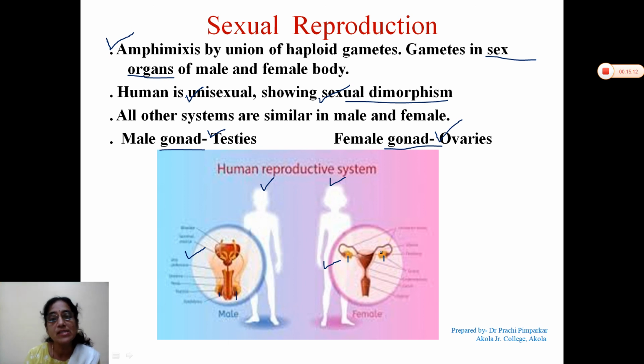Then the female receives the gametes from the male, fertilization occurs in the female, and then embryo development, baby formation, then the gestation period, and then the birth of the baby. All these activities take place in the female reproductive system. So we are going to study it in detail from the next period.